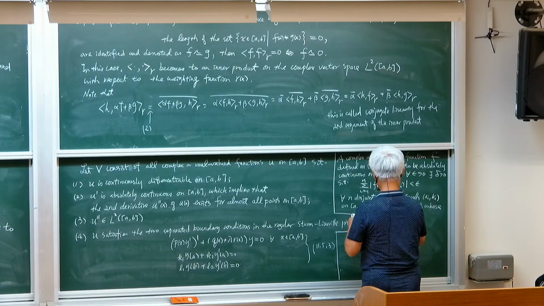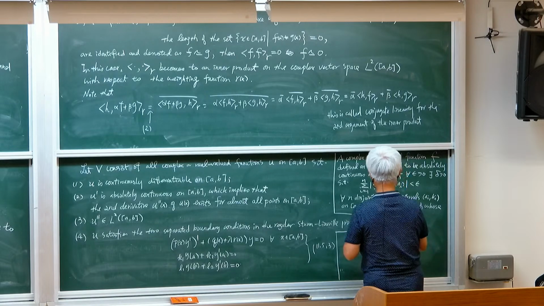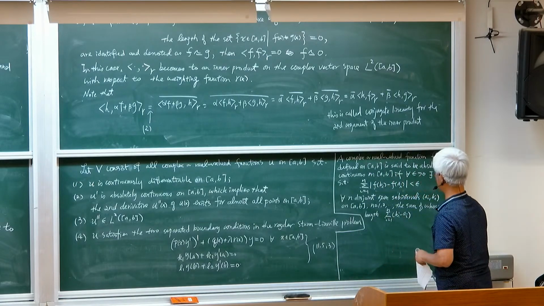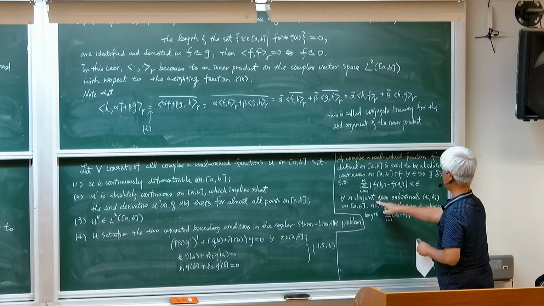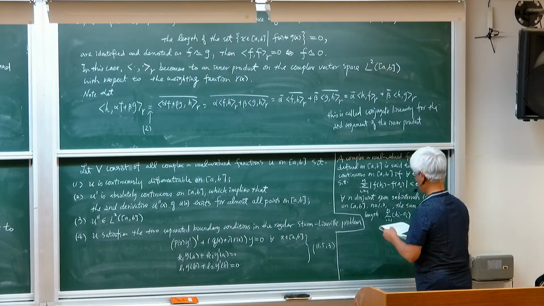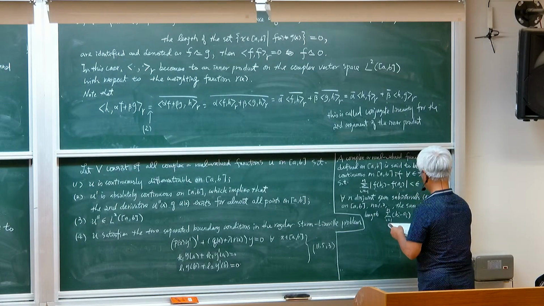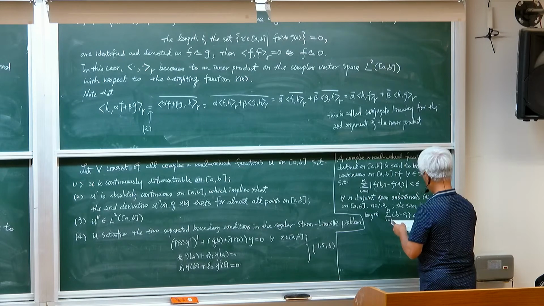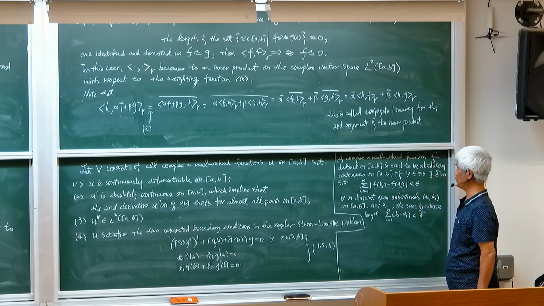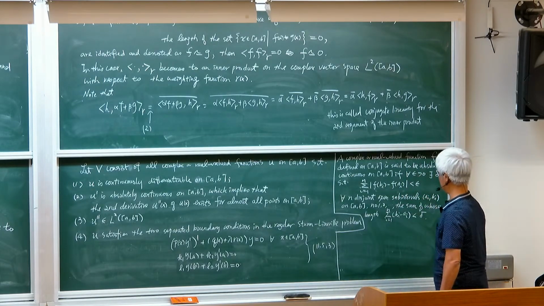The sum from i equals 1 to n of b_i minus a_i is the sum of the lengths of all disjoint open subintervals in [a, b]. Whenever this sum is less than delta, this is called f's continuity.